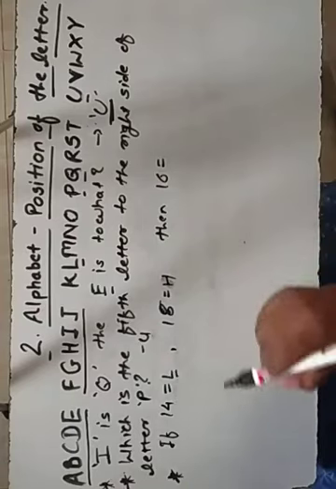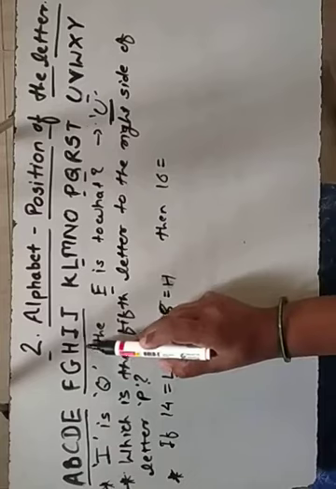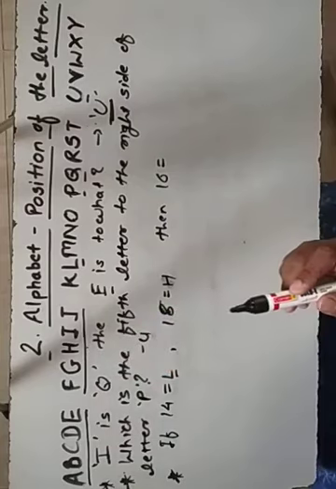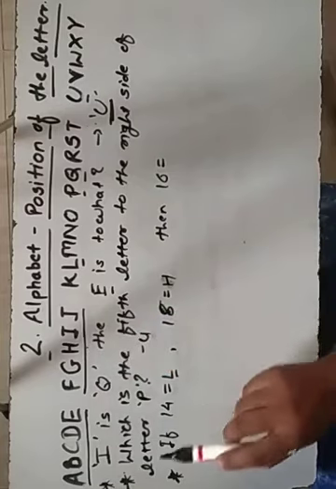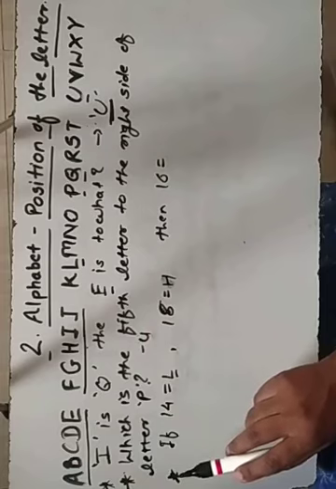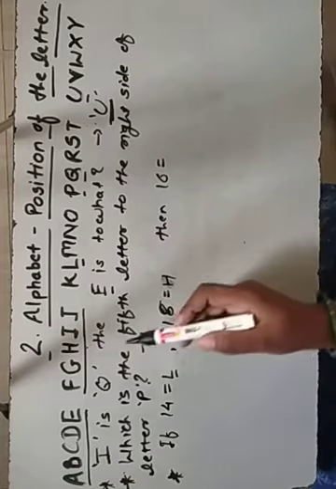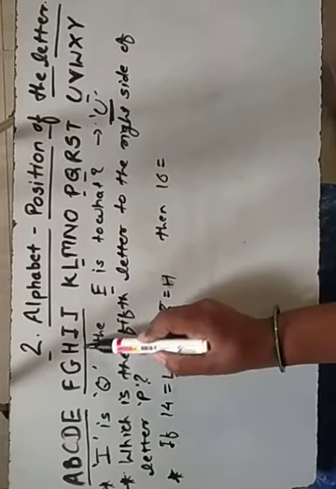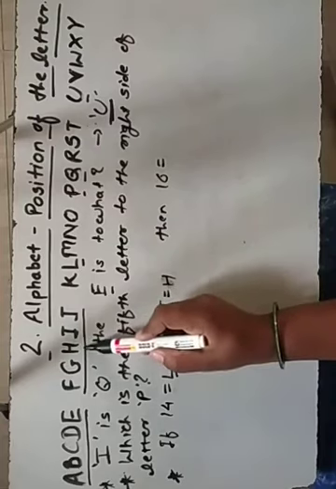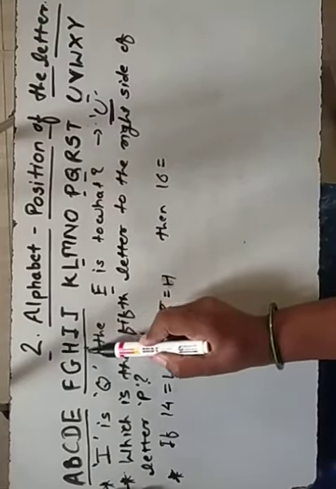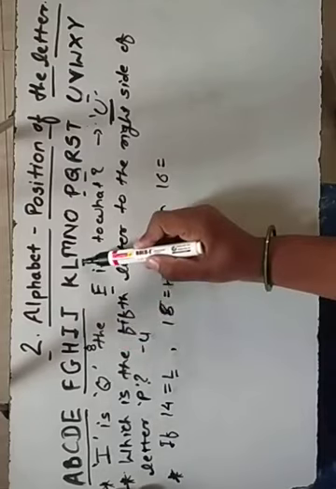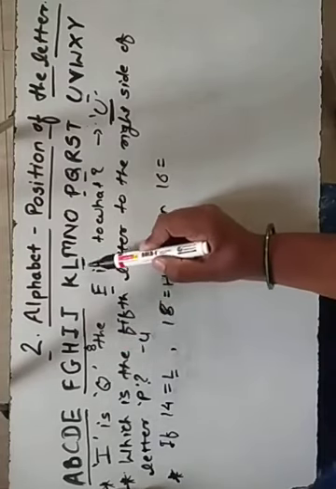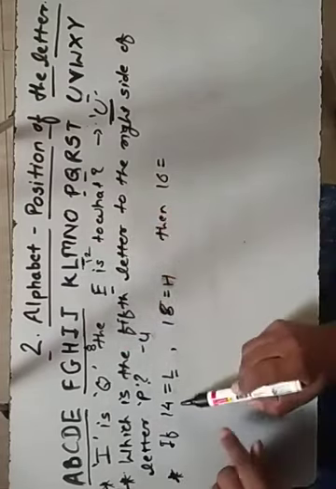Now we will find the position of H. So H is here. What is the position of H here? From the left side, it is at which position? We see it is at the 8th position. L is also from the left side, at which position? 12. But here it is 14.